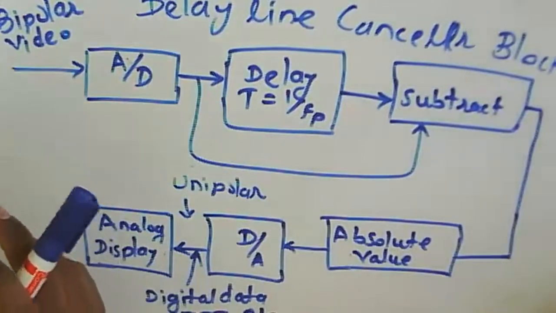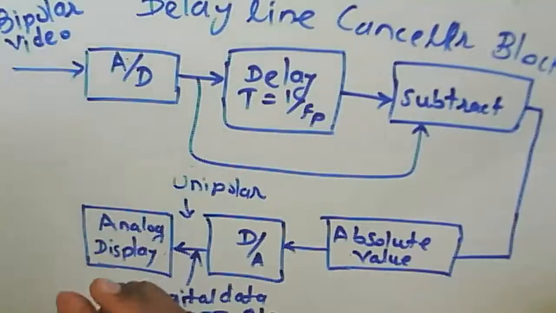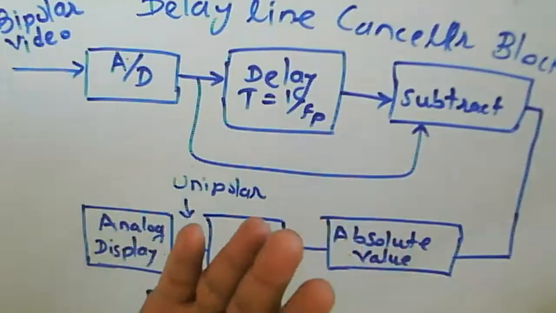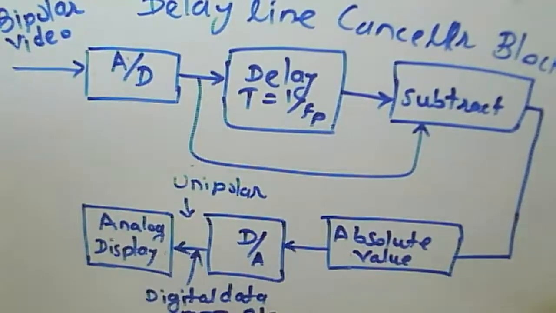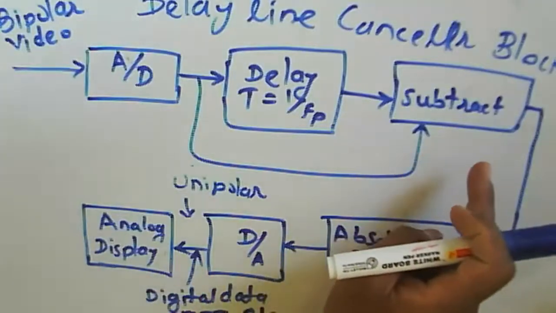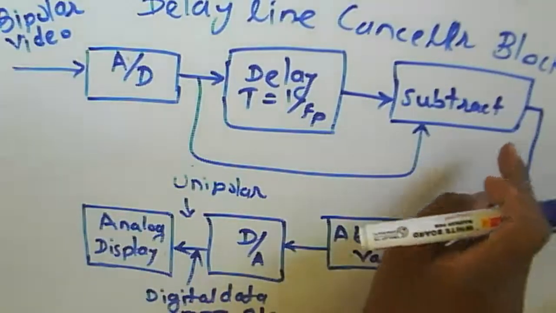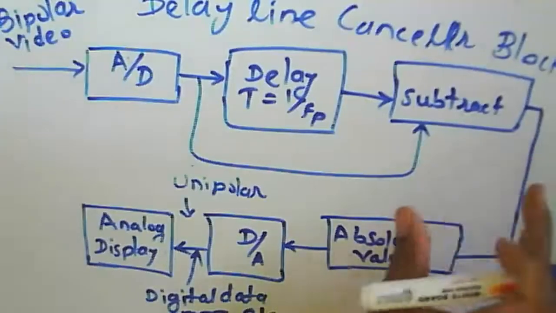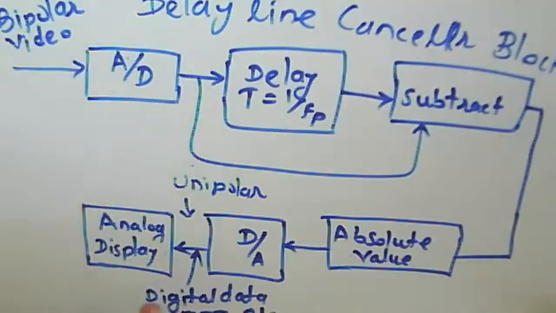According to the phase change in that particular pulse, we will get the bipolar video. These bipolar pulses would be displayed on the display device. But our aim is to display only the unipolar one. We are getting the bipolar video here, but we are supposed to get only a unipolar one. So for that purpose, we use this particular component before the display device.